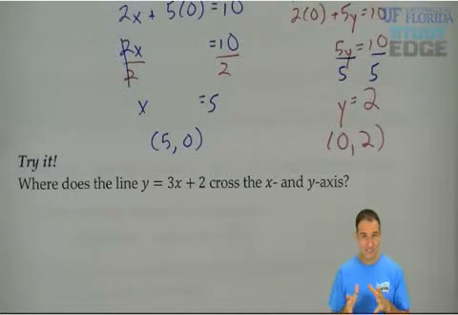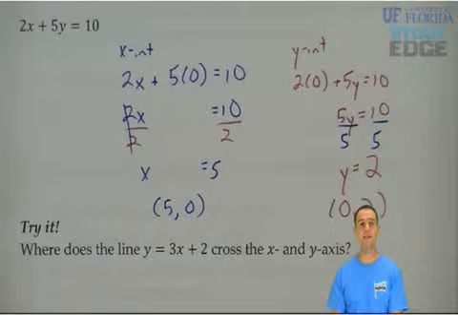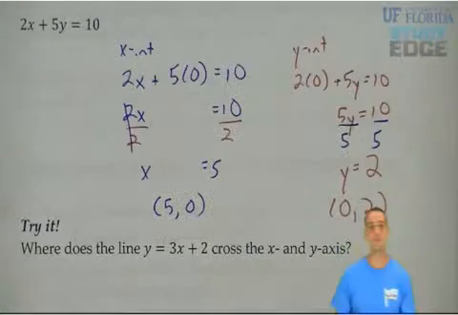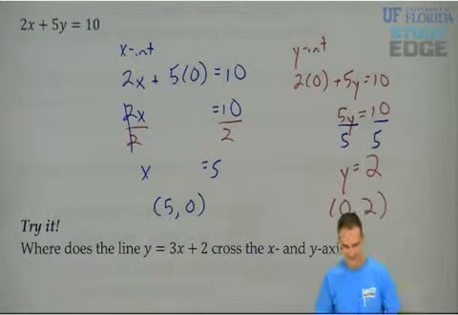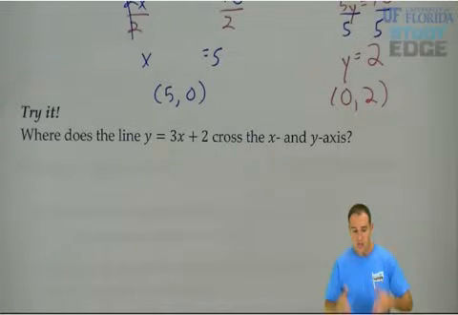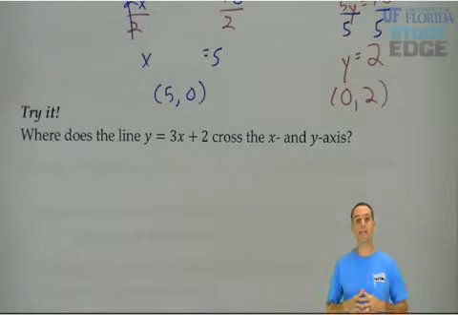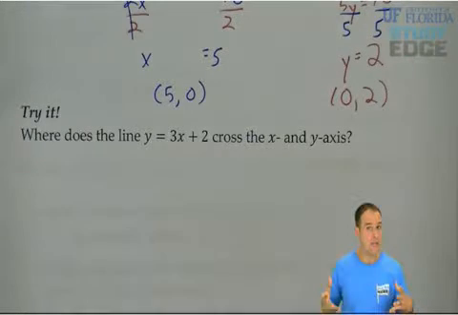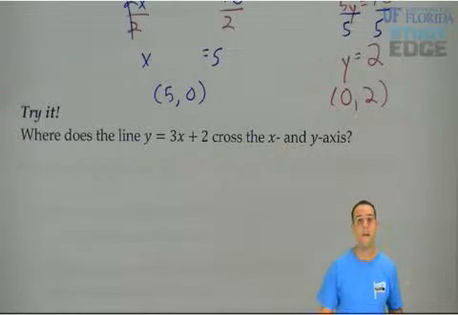I want you to try this next one. Remember, if you have to, by all means, pause the video if you need to write this all down. I want you to pause anyways, because I want you to try this one. This one says, where does the line y equals 3x plus 2 cross the x and y axis? That's another way to ask, find the x-intercept, find the y-intercept. So go ahead, pause now.